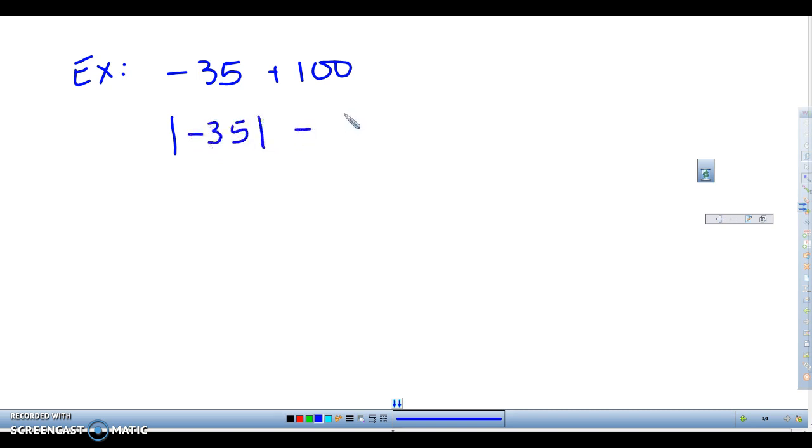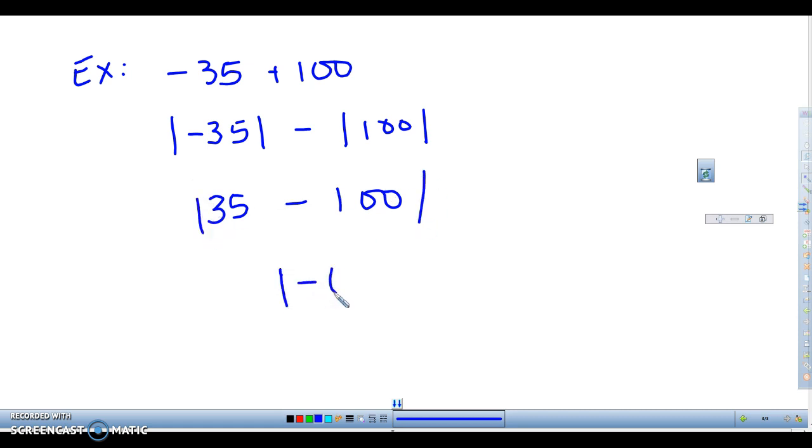Okay, try this one on your own. Negative 35 plus 100. So, I'm going to take the absolute value of both of them, and I'm going to subtract. The absolute value of negative 35 is 35. The absolute value of 100 is 100. 35 minus 100 will give me, well, let's take the absolute value. So I have the absolute value of negative 65, which is 65.